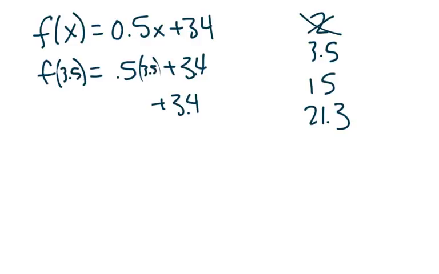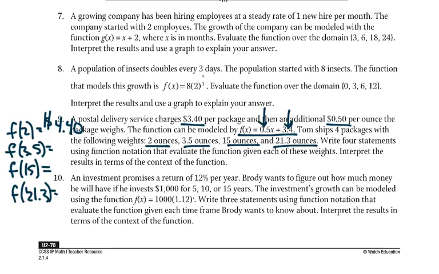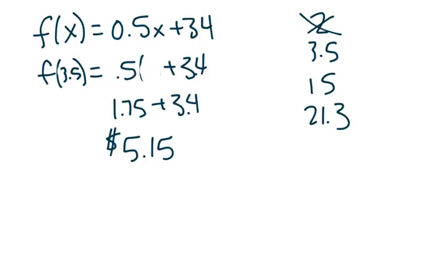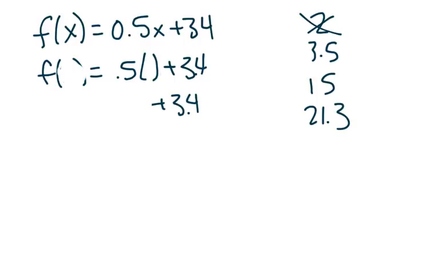Okay, so I'd go 0.5 times 3.5 again, which gives me 1.75. Then we add 3.4 to that, and that gives us 5.15. So for 3.5 ounces, that's how much it would cost. Now we can do it for 15 ounces, so let's erase our numbers because it's the same process. As you can see, I'm using the same exact process to evaluate a different number.